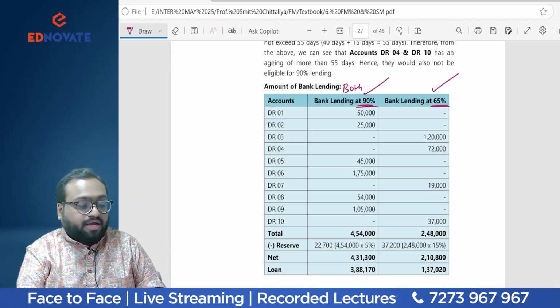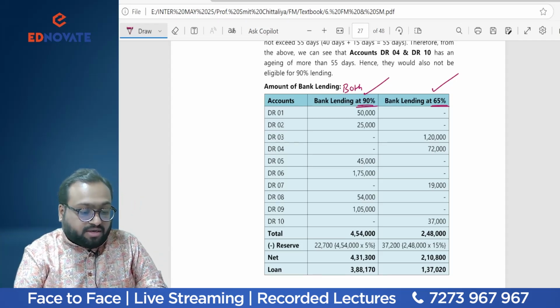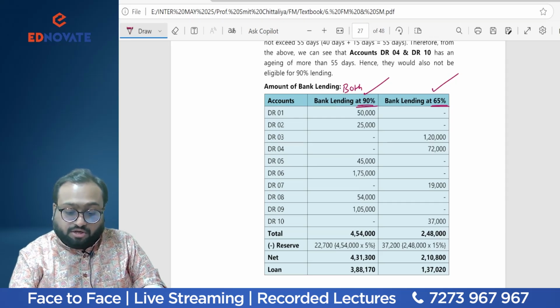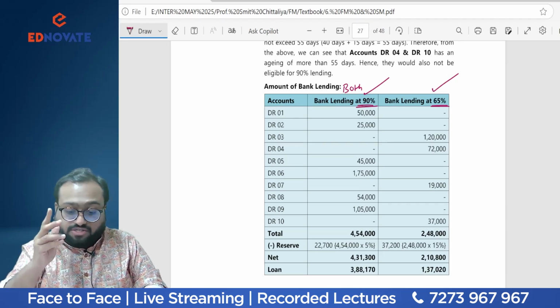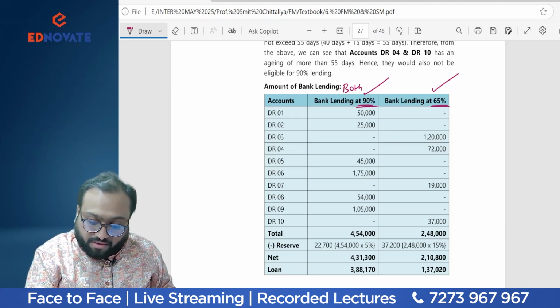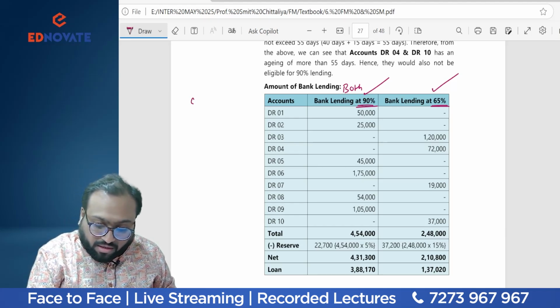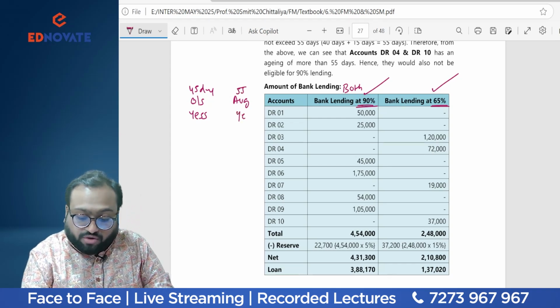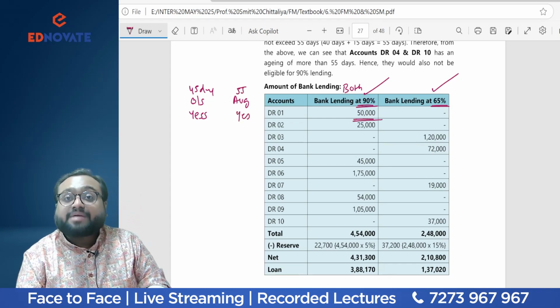Okay, talking about DR1, debtor 1. His current outstanding is 37 days. So DR1 is applicable in the first case. Am I right? I will write down over here DR1, current outstanding and average payment. Yes, in current outstanding, because 37 is less than 45 days. Here it should be 55 days. Here also yes. So if both yes, it will come in the 90% category.